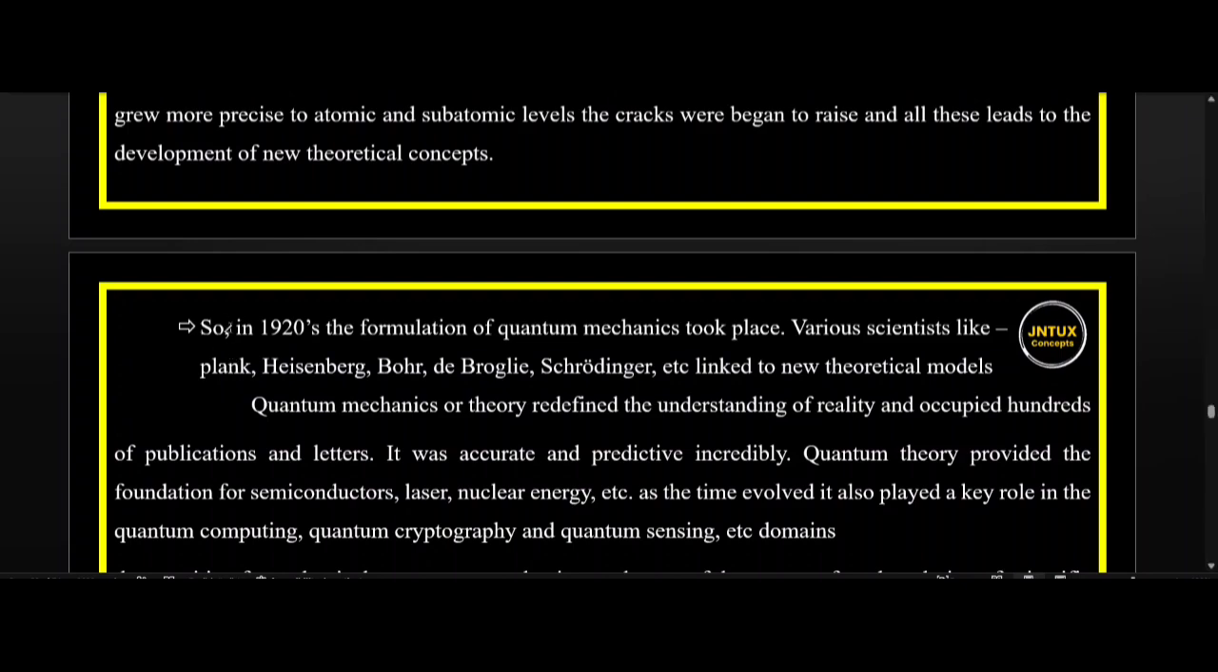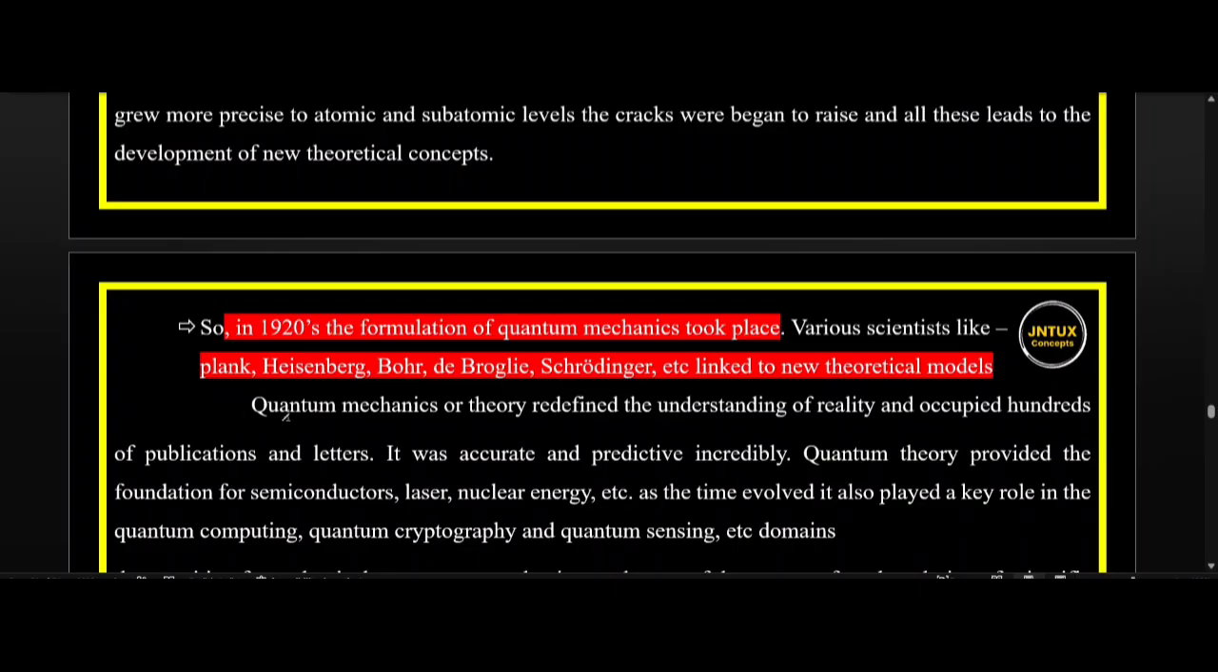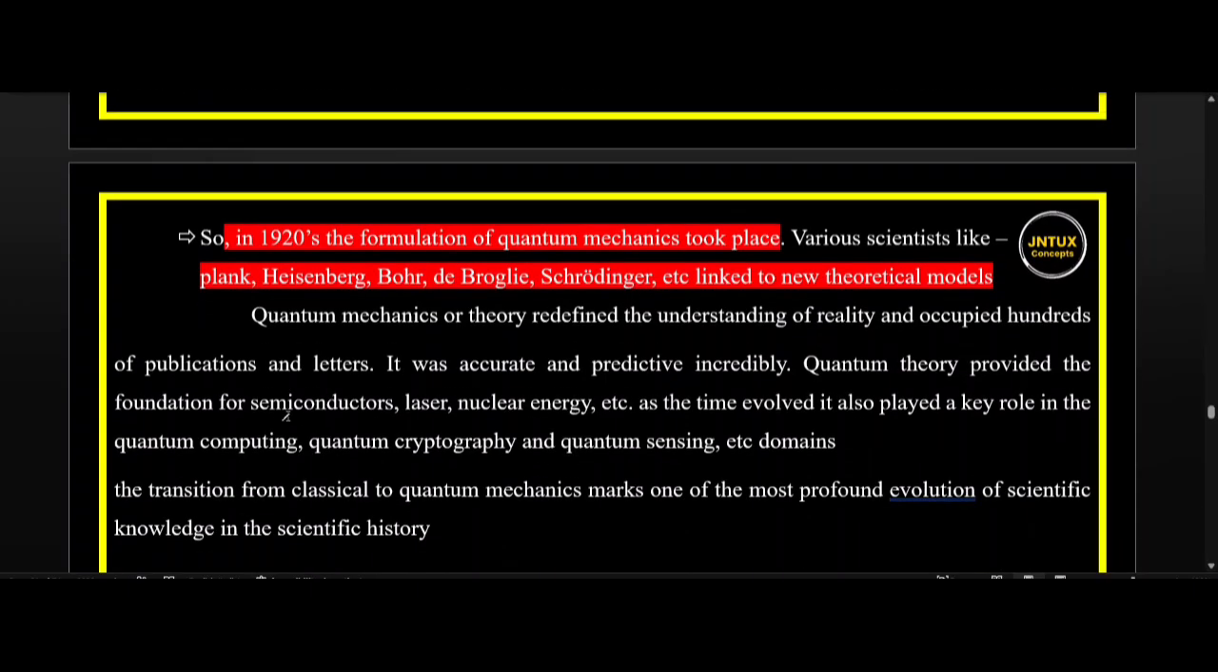In the 1920s, the formulation of quantum mechanics took place. Various scientists like Planck, Heisenberg, Bohr, de Broglie, Schrödinger, etc. are linked to the new theoretical models. Quantum mechanics or quantum theory redefined the complete understanding of reality. It occupied hundreds of publications and letters. It was incredibly accurate and predictive.